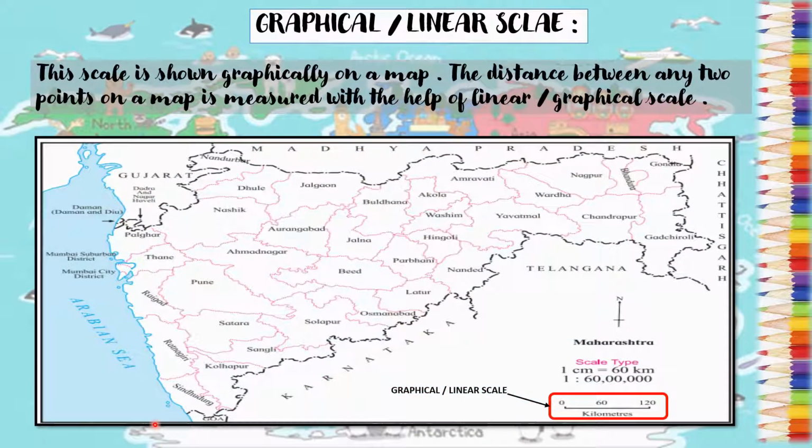So students, the next one is the graphical or linear scale. Now this scale is shown graphically on a map. Students, you all can see here, this is graphical or linear scale. The distance between any two points on a map is measured with the help of linear or graphical scale. If a ruler is not available, then a compass, a blade of grass, or for curves, a thread can be used for measuring the actual distance between places on a map.